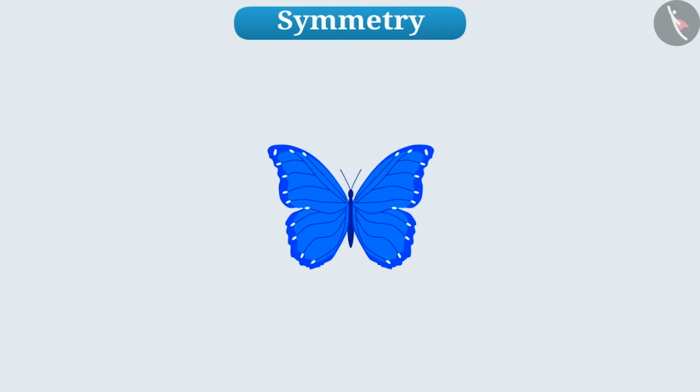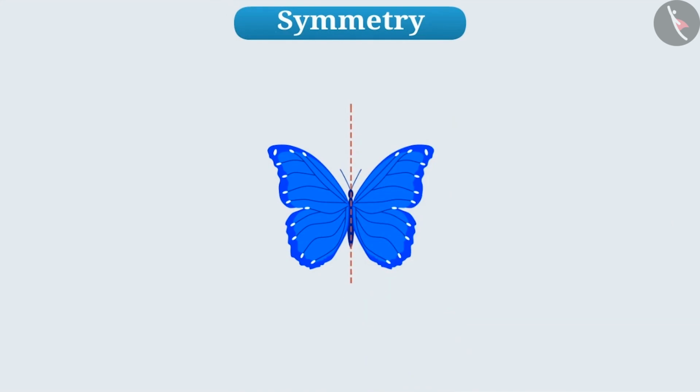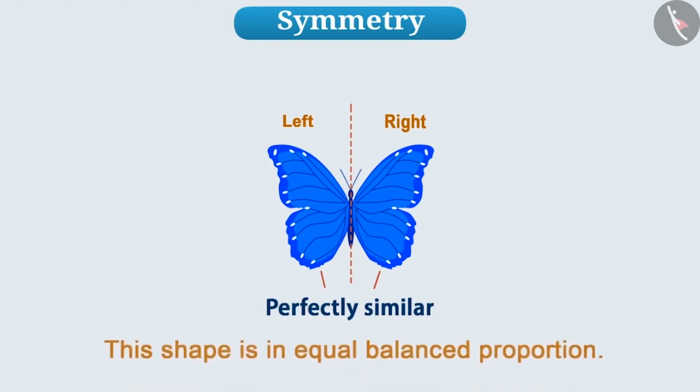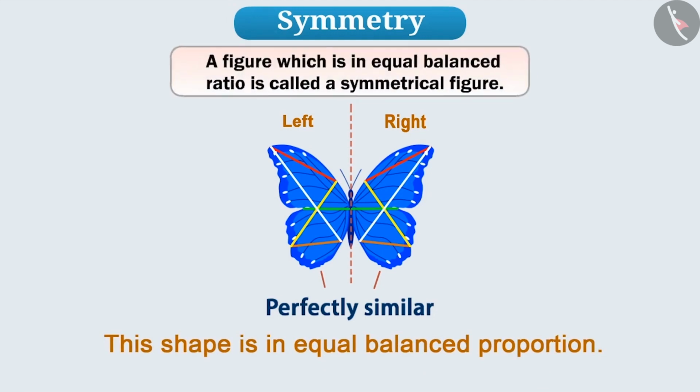Let us tell you. We can divide this picture into two parts in such a way that the right half and the left half are completely similar. This is because this shape is in equal balance, that is, in equal proportion. By proportion and balance, its shape looks attractive to the eyes. A figure which is in equal balanced ratio is called a symmetrical figure.